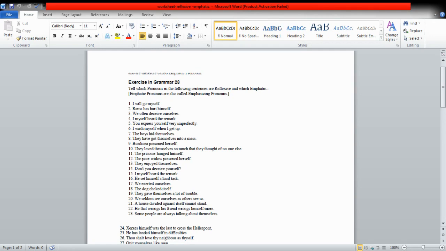So whenever this pronoun answers on whom the action is done, it will be reflexive. They loved whom? Themselves. So again, this is reflexive. The prisoner hanged whom? Himself. Himself is acting as an object over here, so it will be reflexive. The poor widow poisoned whom? Herself. Again, it is an object, so it will be reflexive. They enjoyed themselves. Again, this is reflexive. Don't you deceive yourself. Again, this is reflexive.